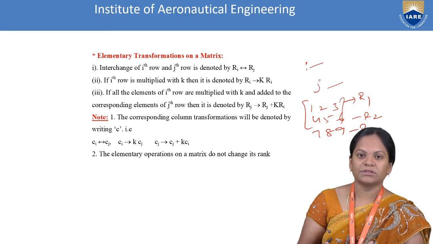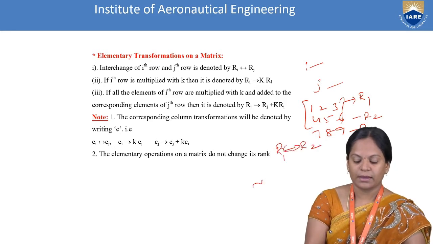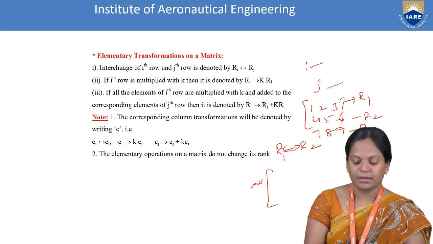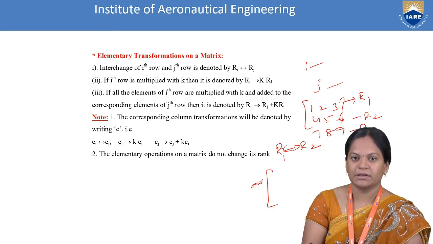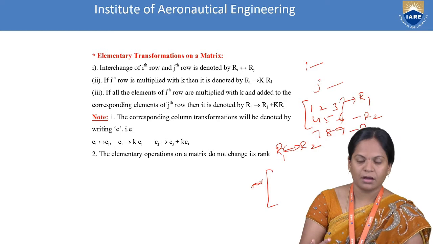So I want to interchange R1 and R2. I am writing here R1 interchanges with R2. So the equivalent matrix, after writing the next matrix, is equivalent to the given matrix. That's why I am writing the equivalent symbol. So now here I am interchanging R1 and R2.